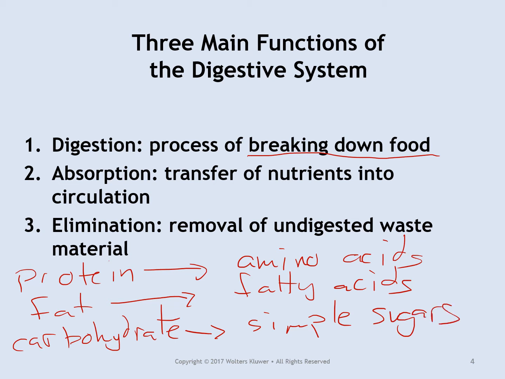And then once all of these nutrients are broken down into their simplest form, they are ready to be absorbed into the bloodstream to then go to all of your cells that need these various nutrients. Last function of the digestive system is elimination, obviously getting rid of any waste material that cannot be digested and used by the body.